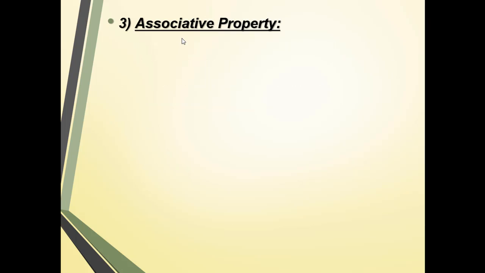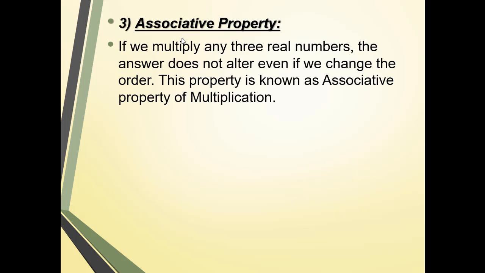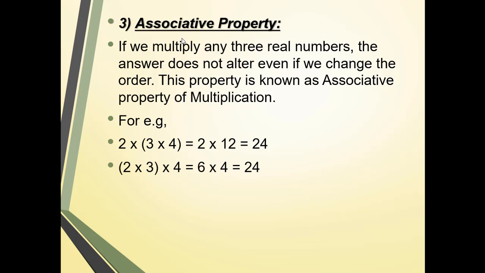Number 3, associative property. If we multiply any three real numbers, the answer does not alter even if we change the grouping. This property is known as the associative property of multiplication. For example, 2 times bracket 3 times 4 is equal to 2 times 12, which is 24. And in the second example, inside the bracket there are two values, 2 times 3, and there is one value after the bracket, that is 4.